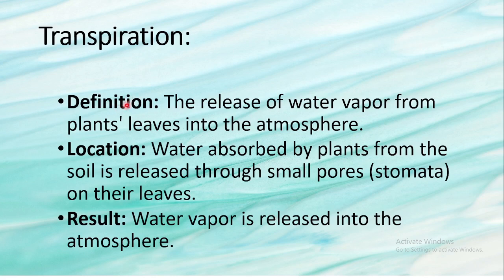Transpiration. Definition: the release of water vapor from plants' leaves into the atmosphere. Location: water absorbed by plants from the soil is released through small pores on their leaves. Result: water vapor is released into the atmosphere.